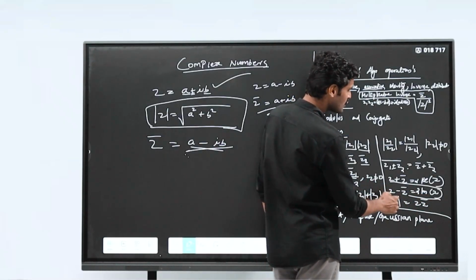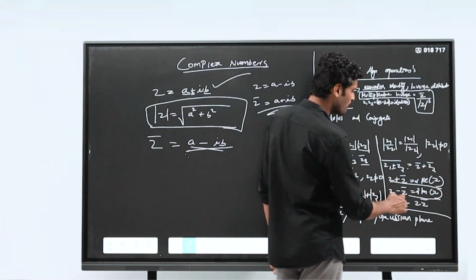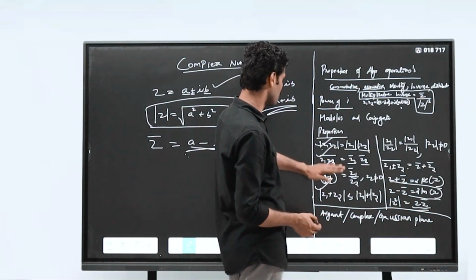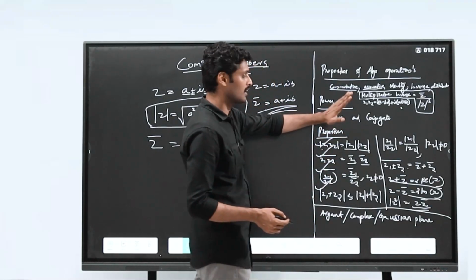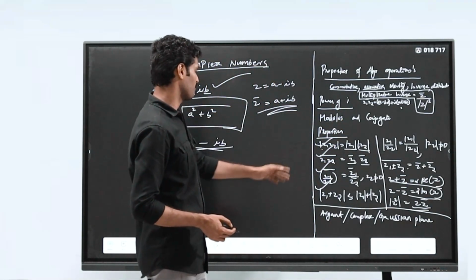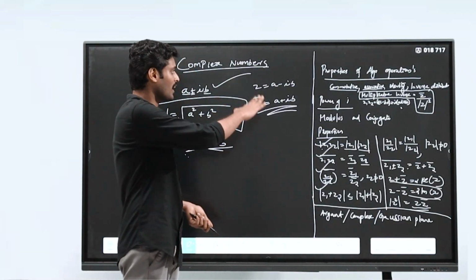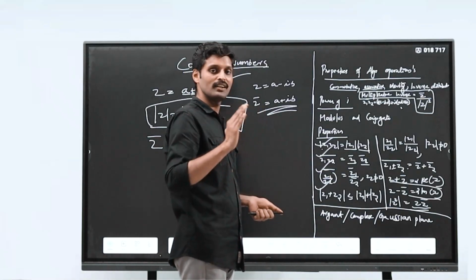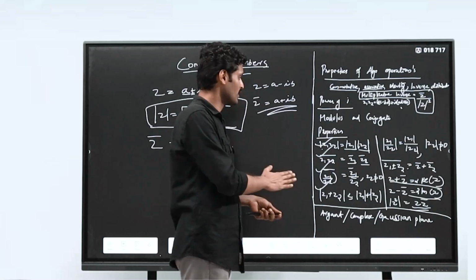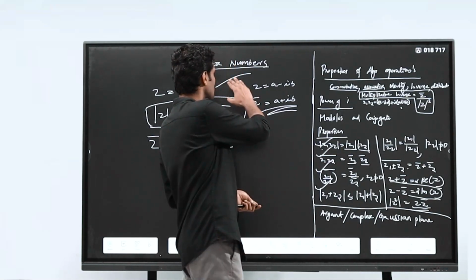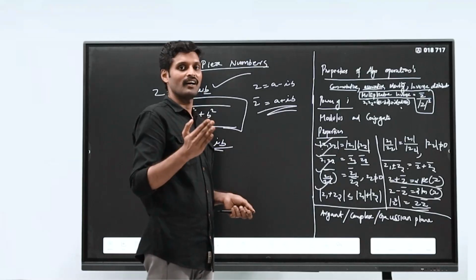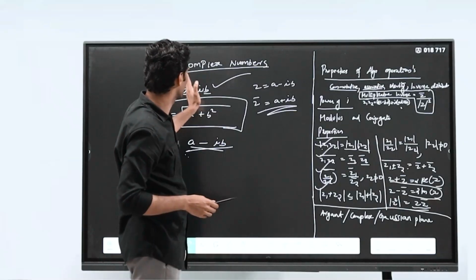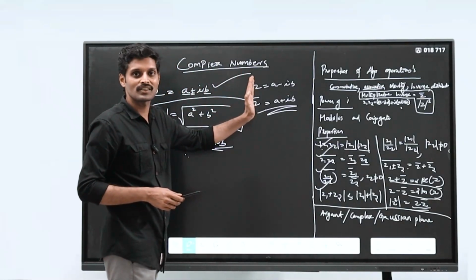Okay. Then mod z square equal to z into z bar. Okay, these are the properties of modulus and conjugate functions. So these are the basic ideas which we need to learn and realize thoroughly, so that we can make this complex numbers topic very interesting and easy.